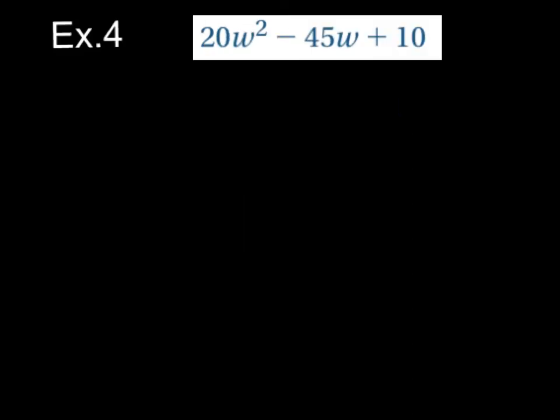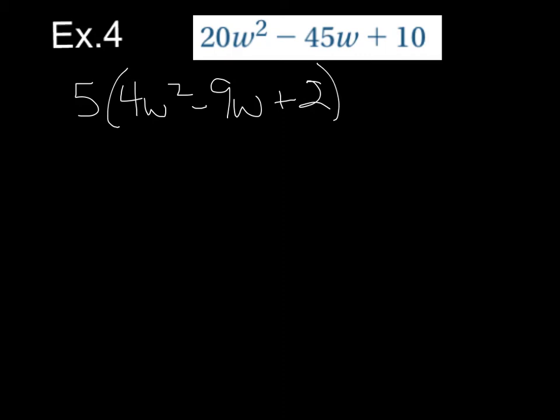Okay. Example, 20w squared minus 45w plus 10. So what is there that I could divide 20, 45, and 10 by? Well, let's try 5. That would leave me with 4w squared minus 9w plus 2. So now I'm going to factor the inside. I'm going to take a times c, which is going to give me 8. And what multiplies to 8 but adds up to negative 9 is going to be negative 1 and negative 8.